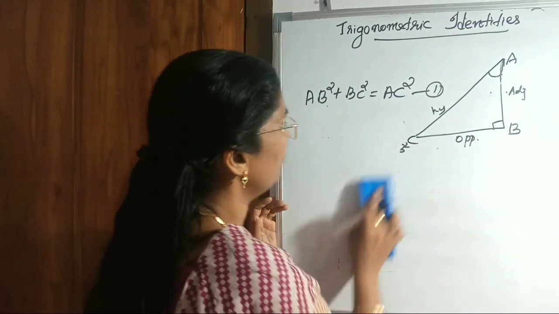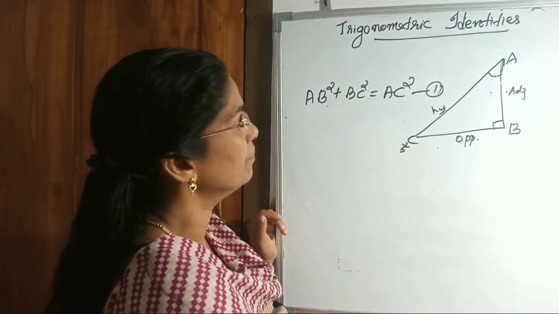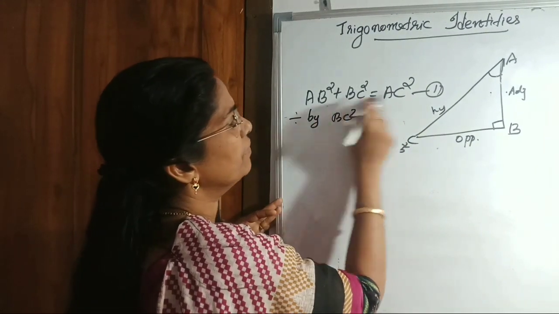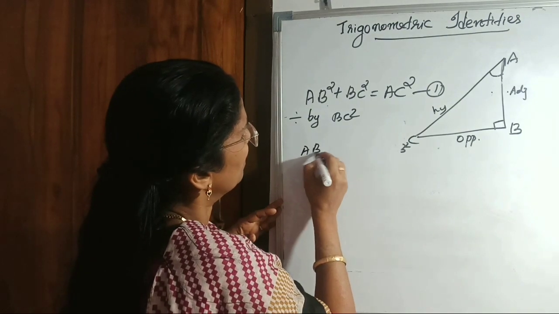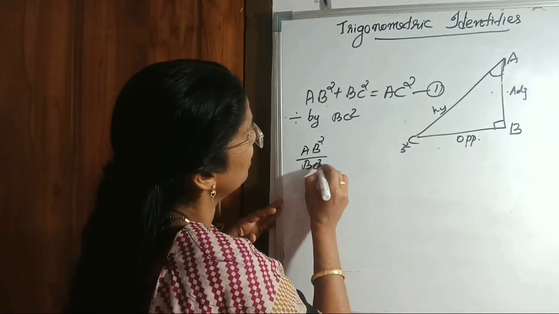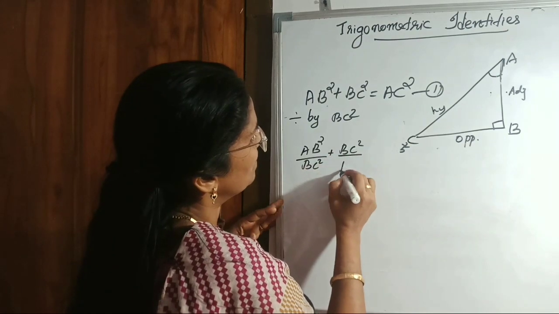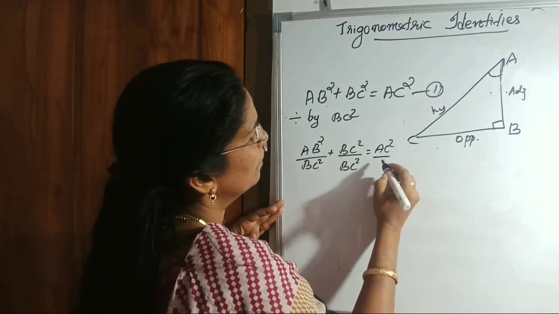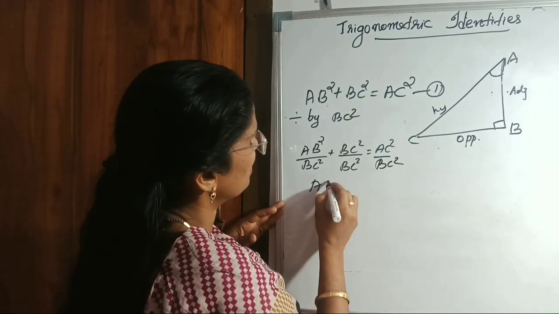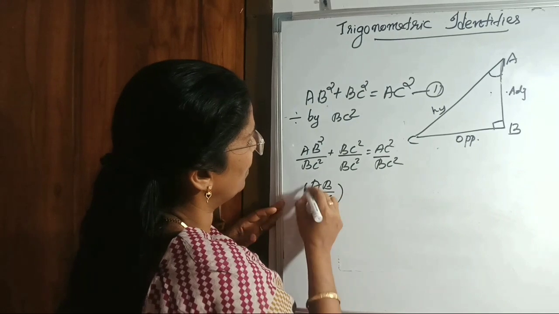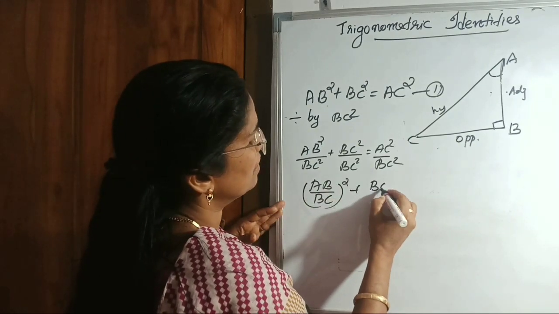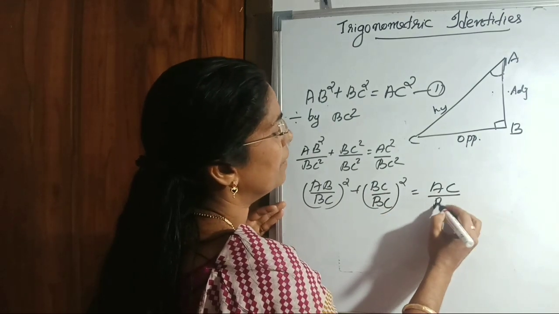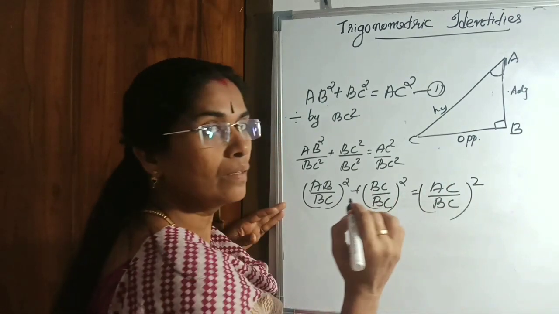Okay, the same equation we are taking and dividing by BC square. In each term we are dividing by BC square, so this becomes AB square by BC square plus BC square by BC square, that is equal to AC square by BC square. Or we can write it as (AB by BC) whole square plus (BC by BC) whole square, that is equal to (AC by BC) whole square.